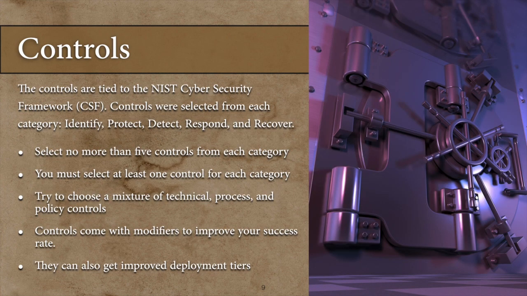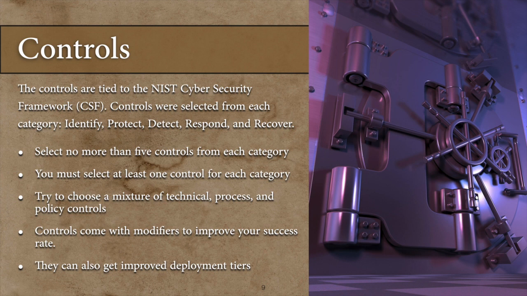So let's talk about these controls, these things that I keep mentioning. Controls are tied in this game to the NIST cybersecurity framework, commonly referred to as the CSF. Controls were selected from each category: identify, protect, detect, respond, and recover. These are categories inside of the NIST CSF that help define different controls that you may need. Now, in your company creation worksheet, which we'll look at in a moment, you'll have areas for each one of these categories.